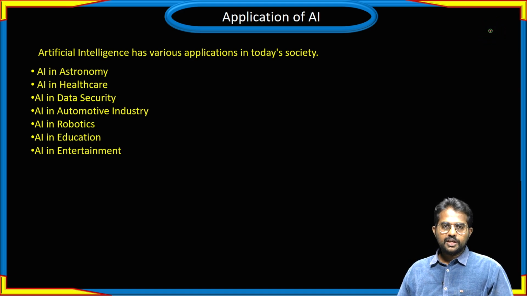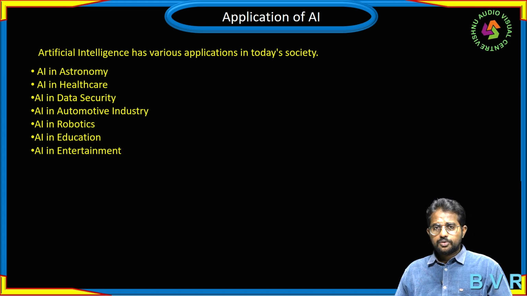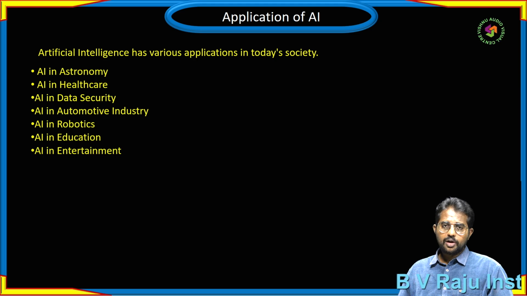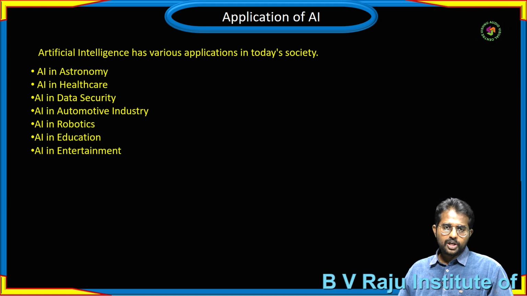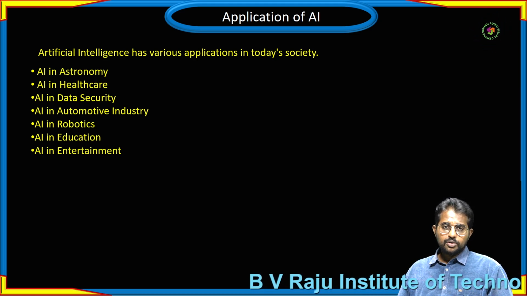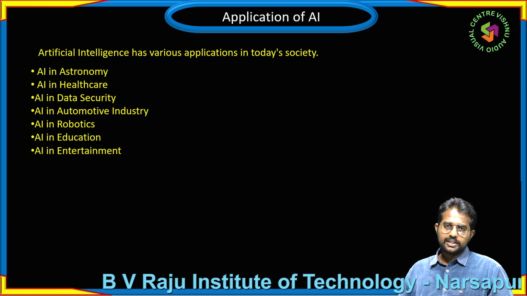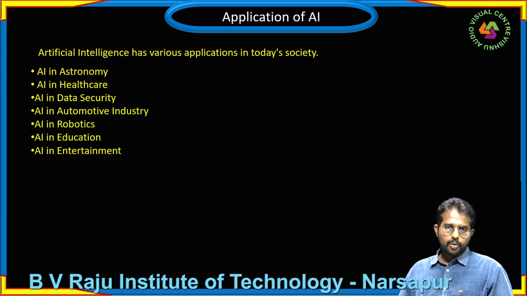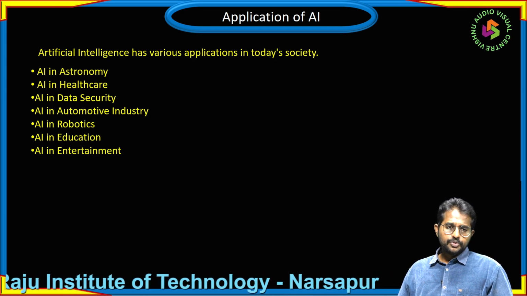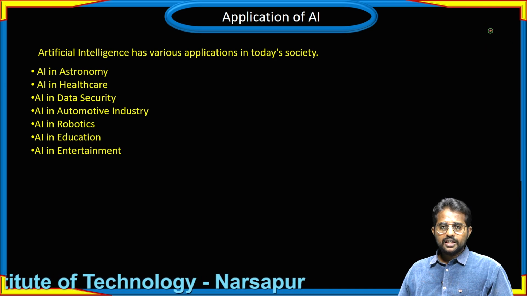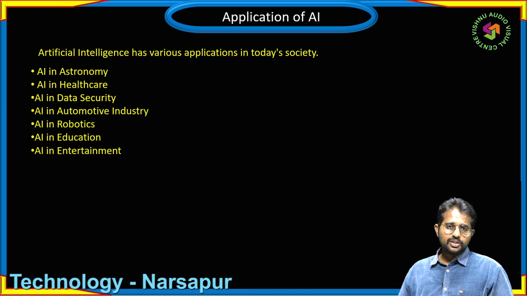Next is artificial intelligence in education. Nowadays artificial intelligence is deployed in the education field, with sites like ChatGPT. On that site, if a user or a student wants to learn any topic, they can type the topic and it will give the answer for that topic. Like that, artificial intelligence can be implemented in the education field.